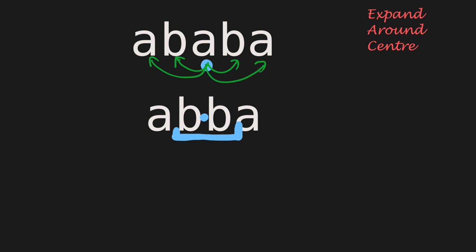And one more expansion takes us out of bounds. So we stop. So this completely avoids the redundant checks of the brute force method and is much more efficient. By starting from the center and expanding, we find every palindrome with that center in just one clean pass. Now let's see how we can put this in practice.